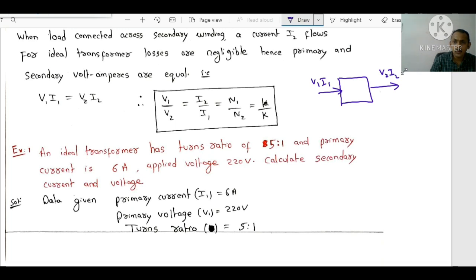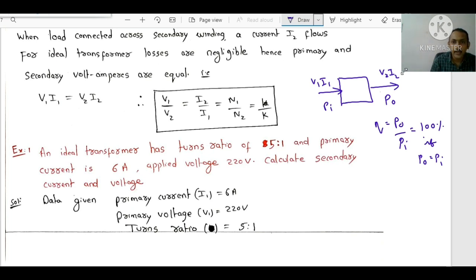So then efficiency will be how much? This is output and this is input. Efficiency we will define as output power by input power. If both are exactly the same, then efficiency will be 100%. If power output is the same as power input, V1 I1 equal to V2 I2.